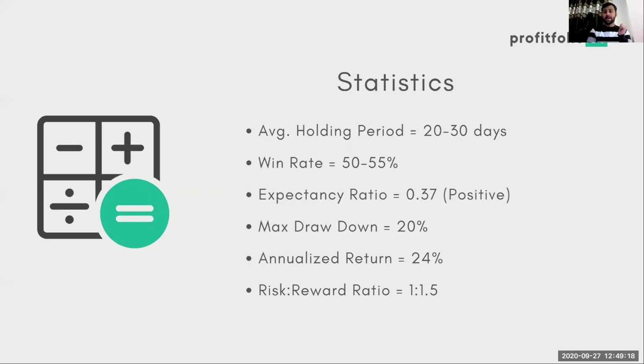Then comes the expectancy ratio. What is the expectancy ratio? It means how much positive outcome you can expect. That is 0.37. To learn more about the expectancy ratio, you can Google it. It is very simple to understand. Then comes the max drawdown, that is 20%.